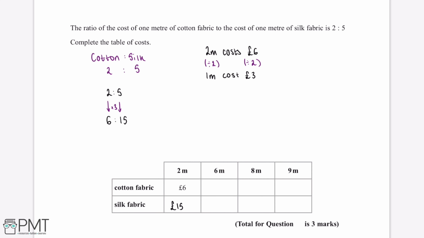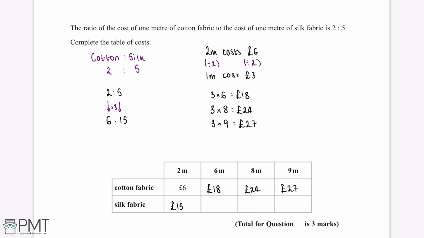So if 1 metre of cotton fabric costs £3, then in order to work out what 6 metres will cost, we'll need to multiply 3 by 6. And 3 multiplied by 6 gives us £18. And we can use the same process for 8 and 9 metres. So 3 multiplied by 8 gives us £24. And then 3 multiplied by 9 gives us £27.